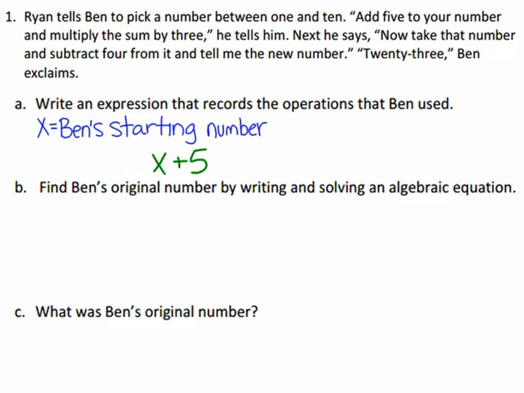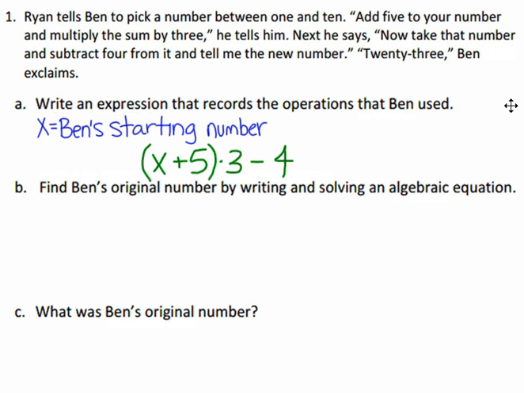Multiply that sum by 3, so I'm going to put parentheses to show that I'm going to add first, and then whatever I get, multiply it by 3. And then finally subtract 4. Okay, so again, an expression, we are not going to be using an equal sign. We're just going to use the variable and the numbers that represent the steps that Ben took.